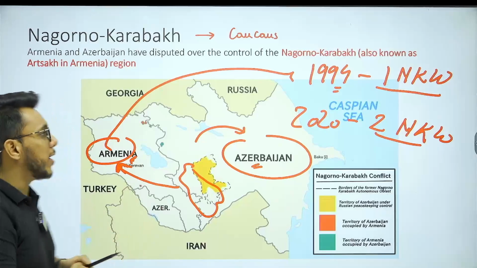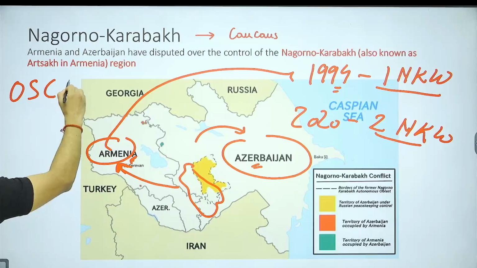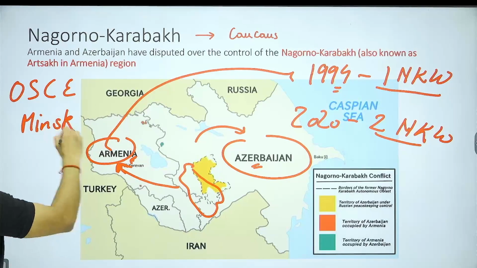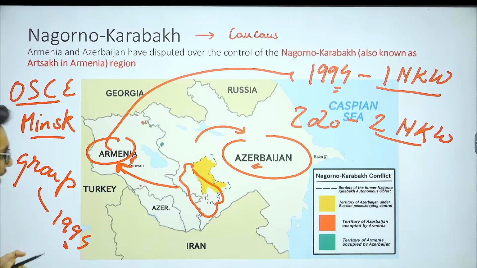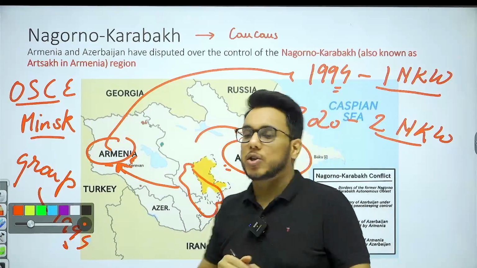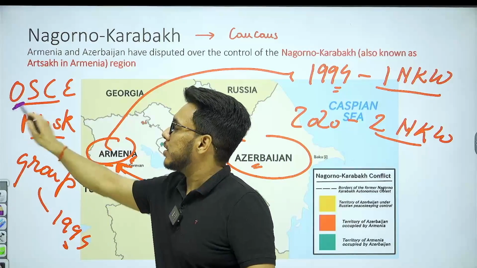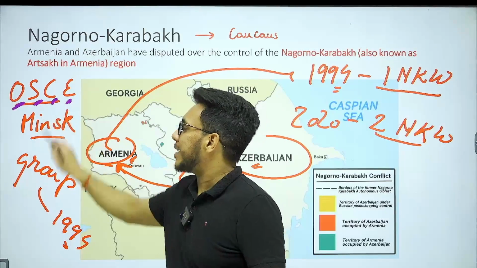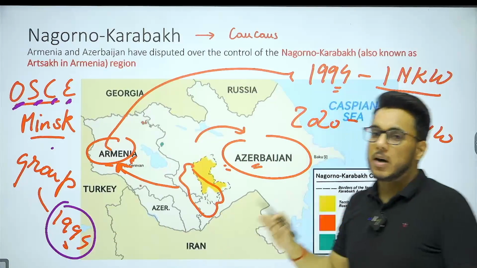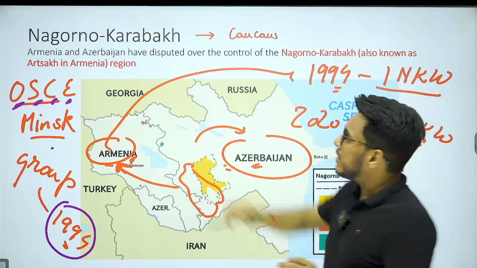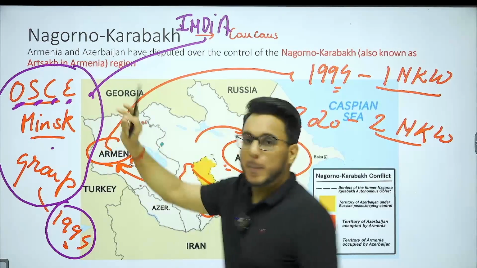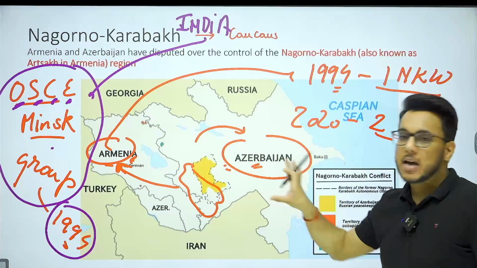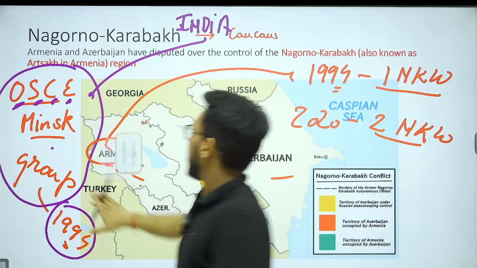Now guys, some related information you need to understand: there is the OSCE Minsk Group, which was created in 1994 to bring peace between Armenia and Azerbaijan. OSCE stands for Organization for Security and Cooperation in Europe. Recently, what happened? India endorsed the OSCE Minsk Group peace plan for Armenia, Azerbaijan. Okay, so this Nagorno-Karabakh region was in news.